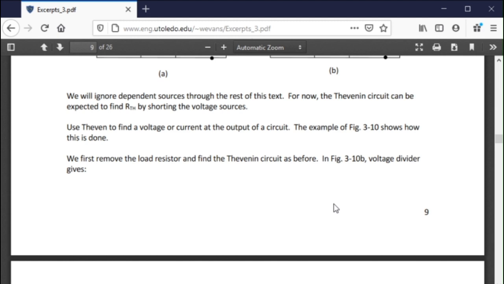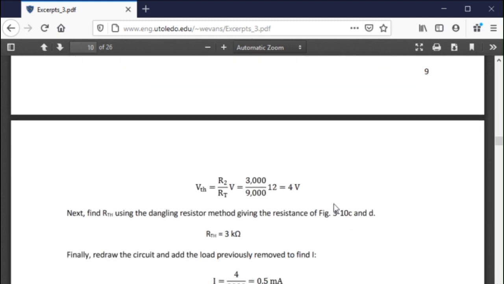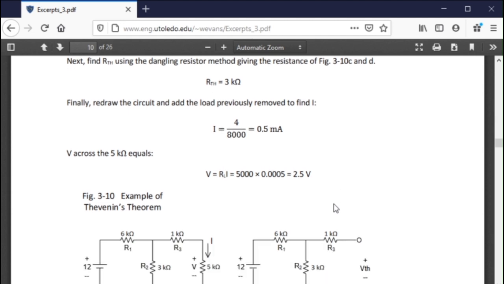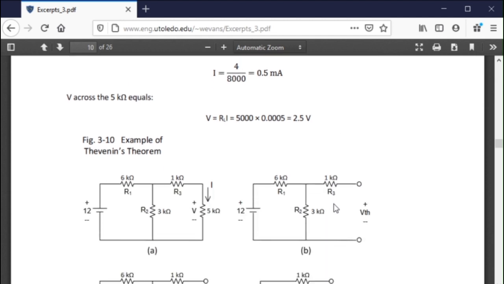So you use Thevenin to find the voltage or the current at the output of a circuit, and this is an example. We're given this circuit right here. All I want is the voltage and current across the 5K resistor. So how do I do that? Pick up my scissors, right? I cut it right there. Then I do the dangling resistor.